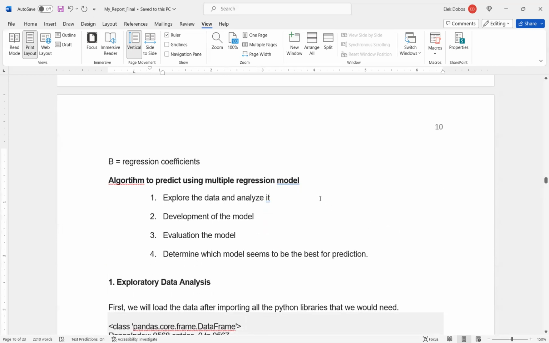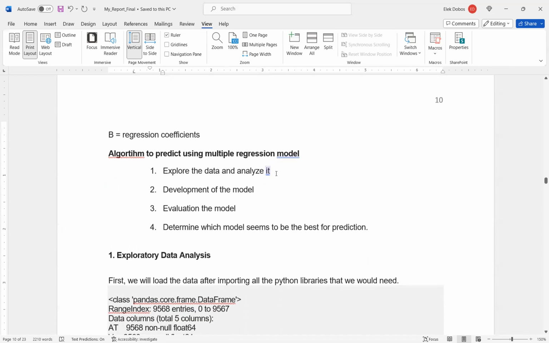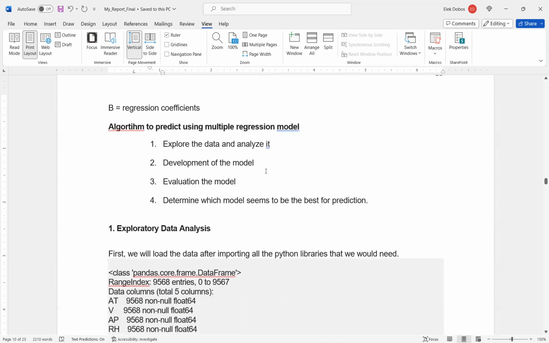The way I decided to tackle this, my steps or algorithm to predict what was going on with this power plant, was to use a multiple regression model. So first, I wanted to explore the data and analyze it. Secondly, I wanted to develop the model. Third, I wanted to evaluate how good the model was looking, or how efficient, I guess you would call it. And fourth, I wanted to determine which model seems to be the best for my prediction.